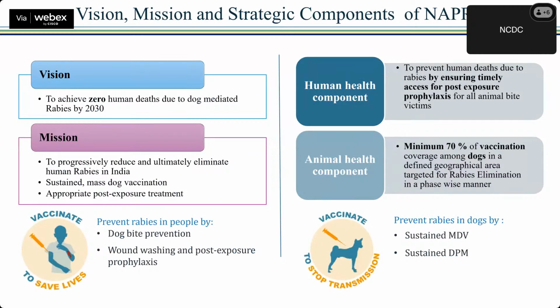So the vision of this National Action Plan for Rabies Elimination is to achieve zero human deaths due to dog-mediated rabies by 2030, progressively reduce and ultimately eliminate human rabies in India, which sustains mass dog vaccination and appropriate post-exposure prophylaxis for humans. These are the key components. Being a zoonotic disease, rabies elimination is not a single sector's responsibility. We have a human health component and an animal health component. The human health component's objective is to prevent human deaths by ensuring timely access to post-exposure prophylaxis for all animal bite victims, and for the animal health component, a minimum of 70% vaccination coverage of dogs in a defined geographical area, targeted for rabies elimination in a phase-wise manner.